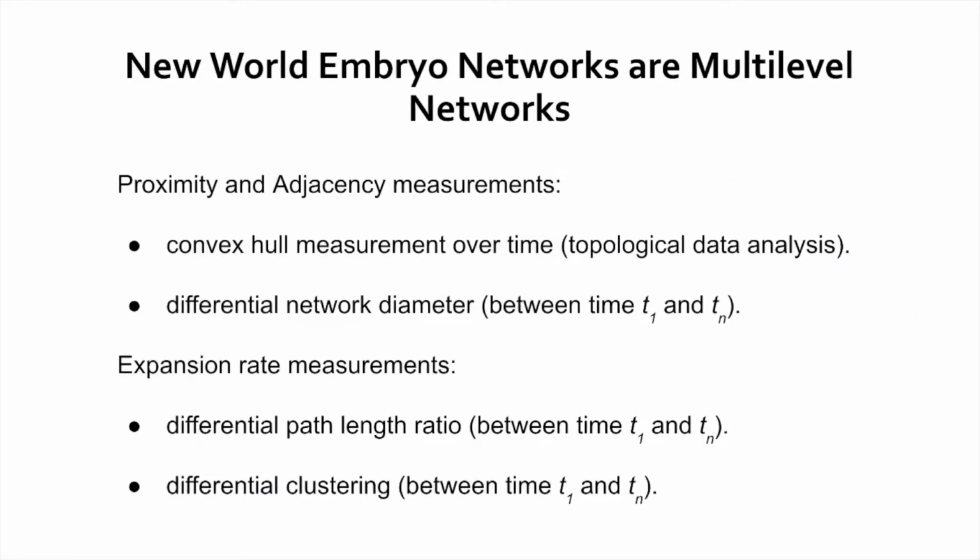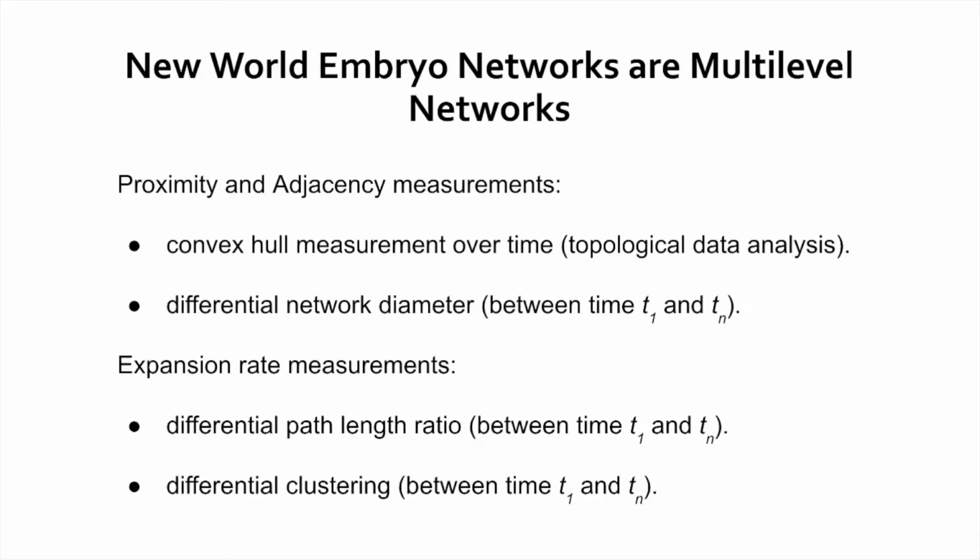But why don't we focus in on New World embryo networks and consider what their properties are, because the New World embryo networks are the ones that allow you to grow nodes and consider how those things are connected into the old or the antecedent network topology. So in terms of New World embryo networks, these are multi-level networks. We have a number of proximity and adjacency measurements, such as convex hull measurements over time. And we can understand that using topological data analysis.